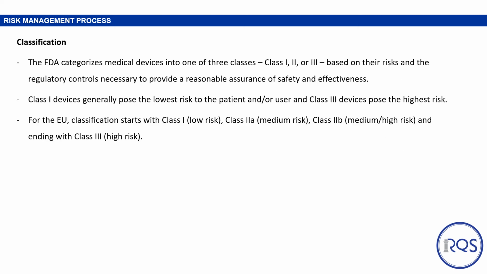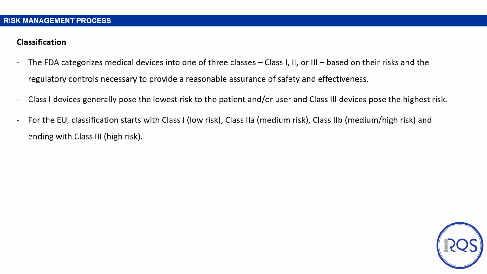All right, so now let's touch on classification. The FDA categorizes medical devices into one of three classes, class 1, 2, or 3, and that's based on their risks and their regulatory controls necessary to provide a reasonable assurance of the safety and effectiveness of that device. Class 1 devices generally pose the lowest risk to the patient and/or user, and Class 3 devices pose the highest risk. Class 1 devices are typically general reusable instruments. Class 2 devices may be a single-use sterile instrument, and Class 3 devices are more like implant devices.